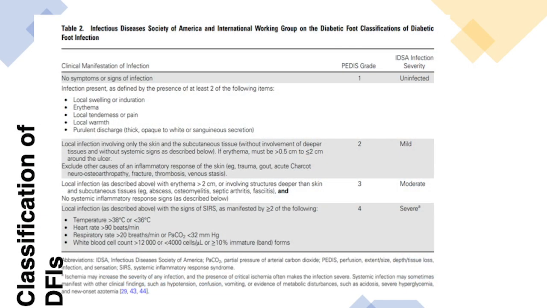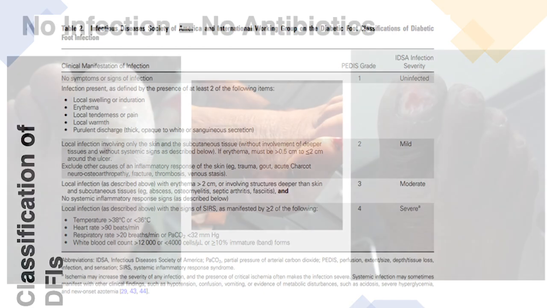This is just a classification of how we know what level of infection you have. This I'm not going to go through at all, but you can have uninfected, where the wound is not infected at all. It can be a mild infection, and then it could be moderate, and it can be severe. Based on the classification, then we will treat the person accordingly.